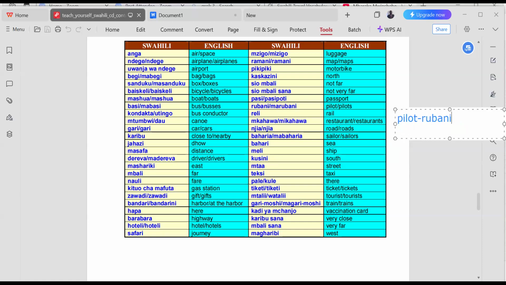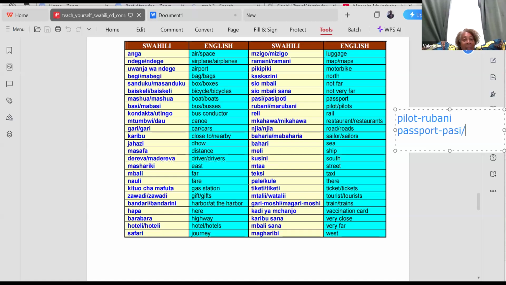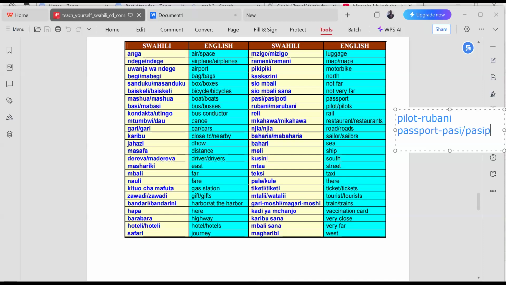The passengers will still be called abiria. Whatever they are, they're still called abiria. Now, the passport, in most of the places, they either call it pasi, or we borrow it directly from English and say pasipoti. But we call it pasi. Somebody will ask you, uko na pasi? Which means, do you have a passport? Or do you have a pass? Or we call it passport, directly from English. We borrow it directly from English.